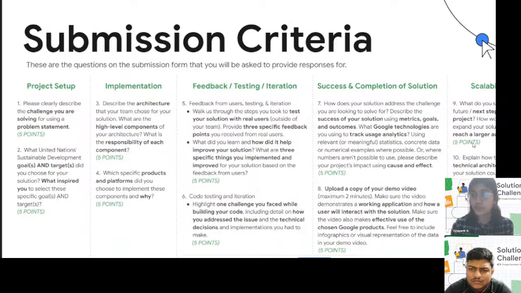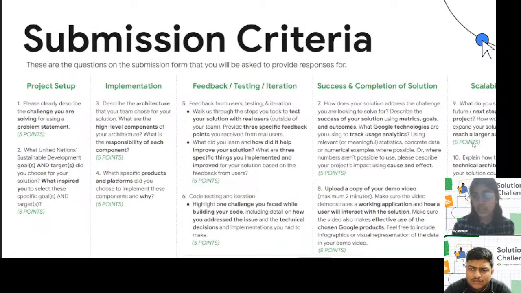Moving on to scalability, what do you see as your future steps? So here they're going to focus on your future goals. For example, if you submit your solution in the first round and there is no scope of improvising it, you are less likely to be selected for top 100, because once you get selected for top 100, you will get Google mentorship. So you need to have something in mind to improvise your solution and submit it for top 10. So they're going to check, does your solution have some future scope and reach a larger target audience.